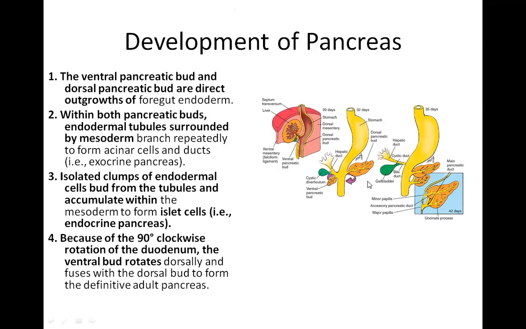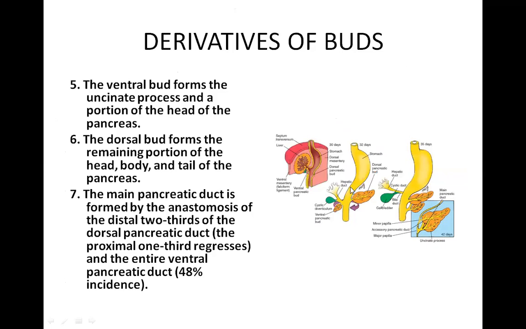Now there are isolated clumps of endodermal cells from the tubules, and they accumulate within the mesoderm to form the islet cells. Now, because of the 90-degree rotation of the stomach, the ventral bud will rotate and come to lie just beneath the dorsal bud. So now both of the buds will fuse and form the adult pancreas. What are the derivatives of the buds? The ventral bud gives rise to the head and the uncinate process of the pancreas. The dorsal bud gives rise to the remaining portion, that is the body and the tail of the pancreas.